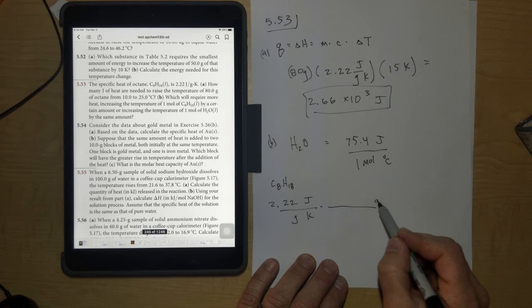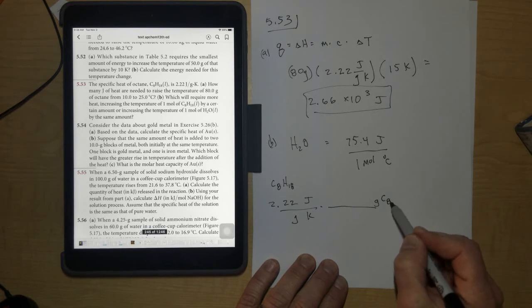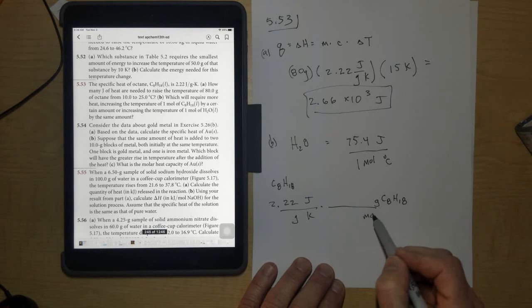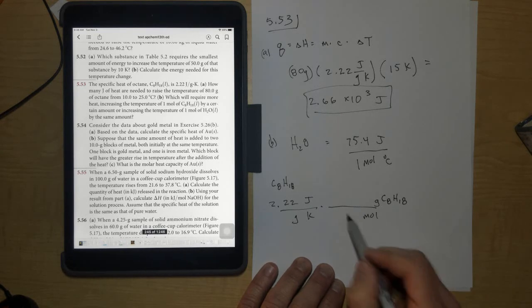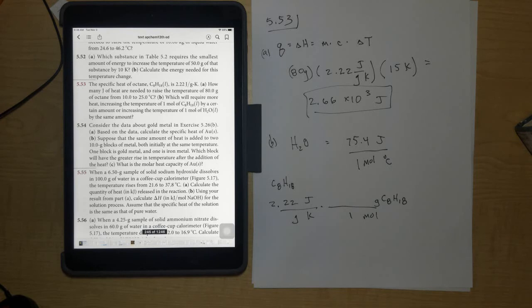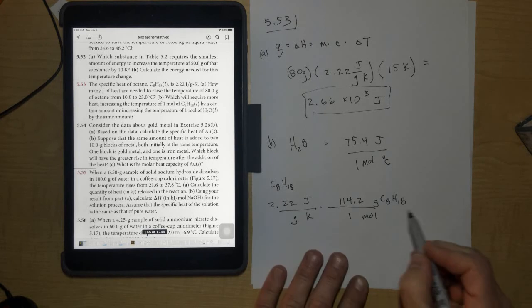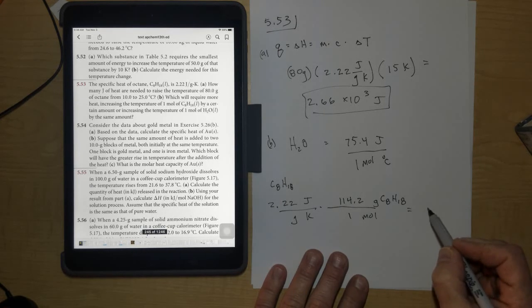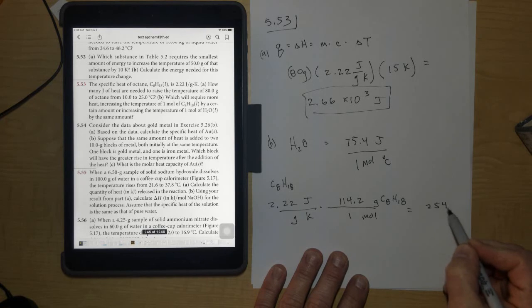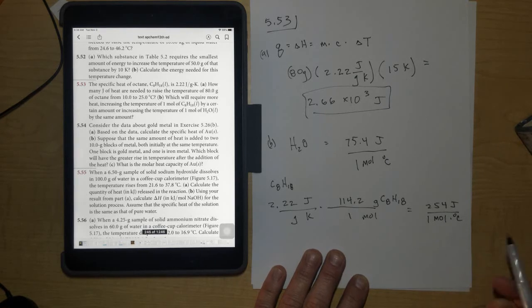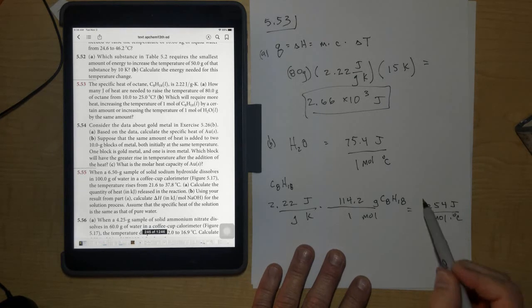So put grams of octane, C8H18, in a position where it's going to cancel, and put moles of octane as our new set of units. And when we add up C8H18 on the periodic table, it's 114.2 grams. And so my molar heat capacity ends up being 254 joules per mole, 1 mole, you can put there if you want, degrees Celsius or Kelvin, because the space in between is the same.